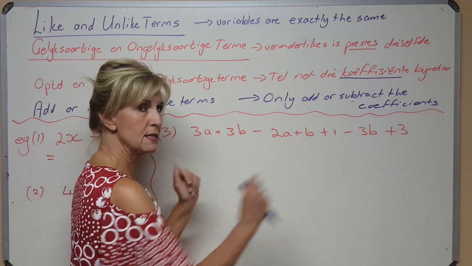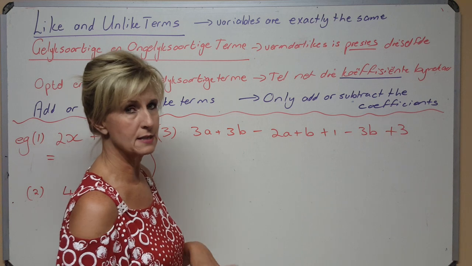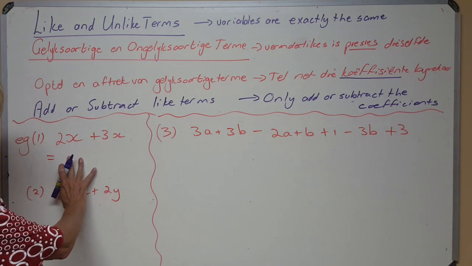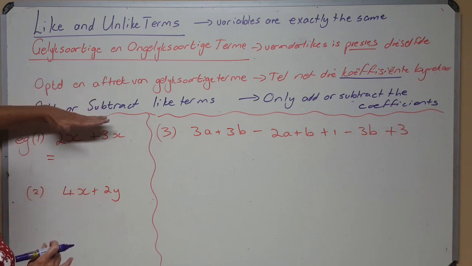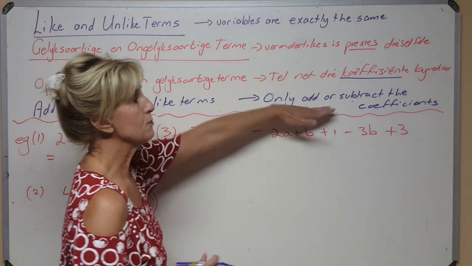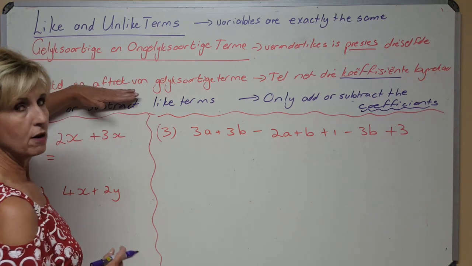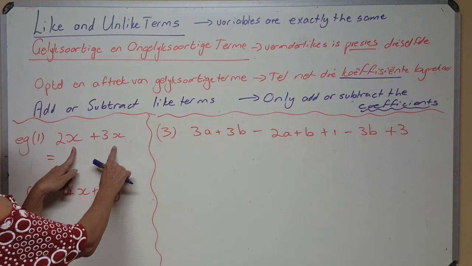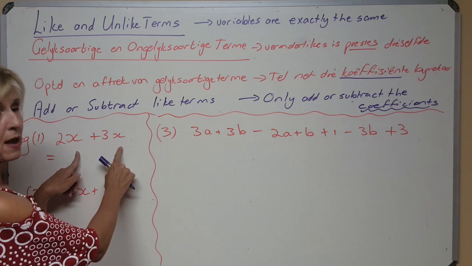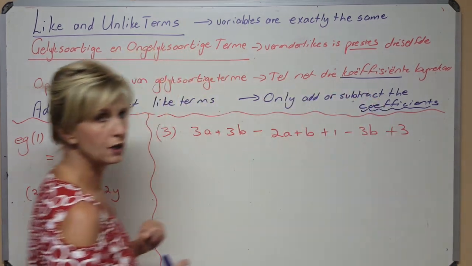So if I have a look at these, then I can see there are like terms and there are unlike terms. Unlike, they don't have the same variables. Let's start with a nice easy one. If I ask you to add them, the rule is, you can only add like terms, by adding or subtracting their coefficients. Jy kan net optel en aftrek gelyksoortige terme. Is hulle gelyksoortig? Ja, die veranderlikes is dieselfde. Are they like? Yes, the variables are the same. How? By adding the coefficients. Ek gaan net die koëffisiënte bymekaar tel.